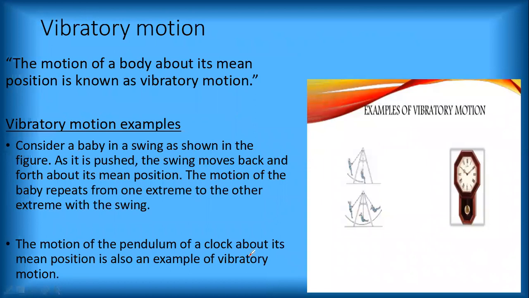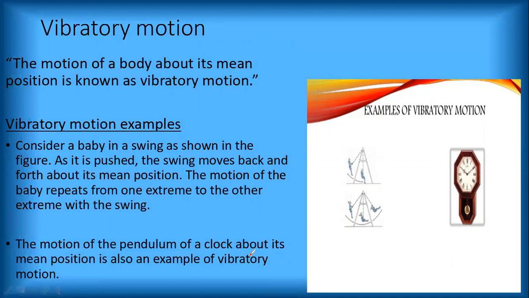Now the last type of motion, vibratory motion. Motion of a body about its mean position is known as vibratory motion, or the to and fro motion of a body is called vibratory motion. An example of vibratory motion is shown in the diagram.